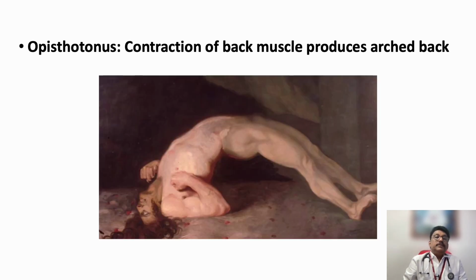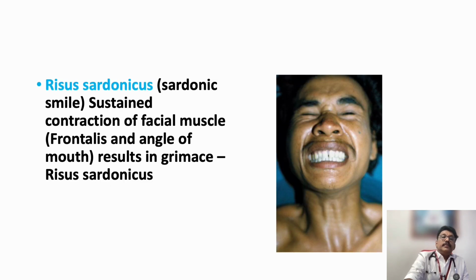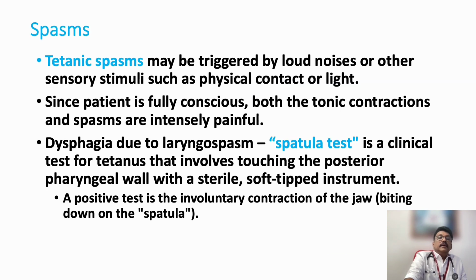So this is opisthotonus, contraction of back muscles producing an arched back. This is risus sardonicus, sardonic smile, sustained contraction of facial muscles. So persistent smile-like contraction of the facial muscles. Now the spasms, especially in the laryngeal, pharyngeal or facial muscles, are triggered by small sensory stimulus or physical contact, or even light can trigger the tetanic spasms.